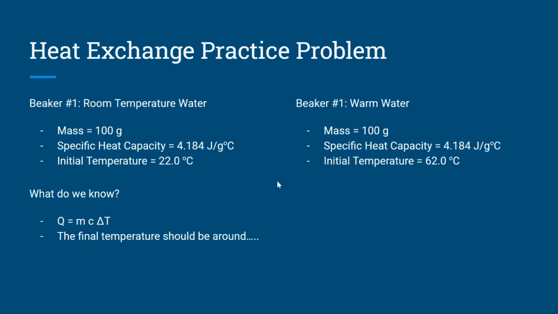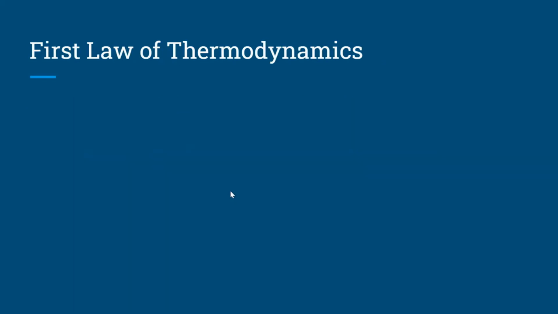So if we look at these two substances, if one starts at 22 and one ends at 62, what do we know that the final temperature should be around? Well, if you have something that's cooler and something that's warmer and you mix the two of them, we're not going to have something that's hotter than 62 or cooler than 22. It's probably going to be a temperature somewhere in the middle. Can we say that it is smack dab in the middle? No, we can't do that. So what we have to do is actually use a calculation to figure that out.